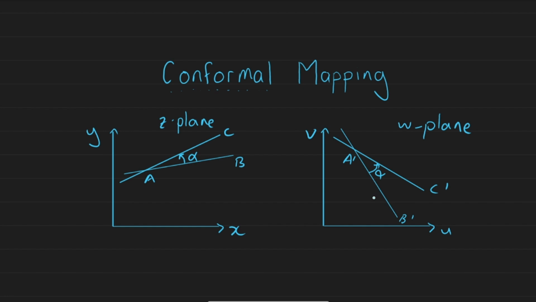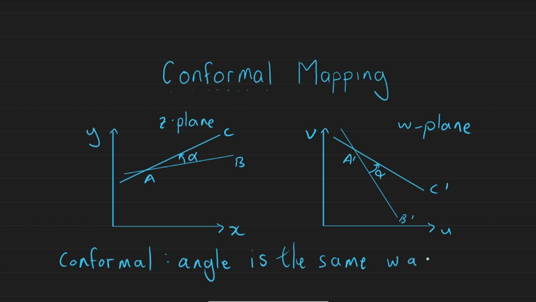The reason for this is, even though we may transform geometries from a complex shape into a simple shape, we want some essential information like angles to be the same. So for a transformation to be conformal, it has to ensure that the angle, in this case alpha, is the same in both the W and Z planes.